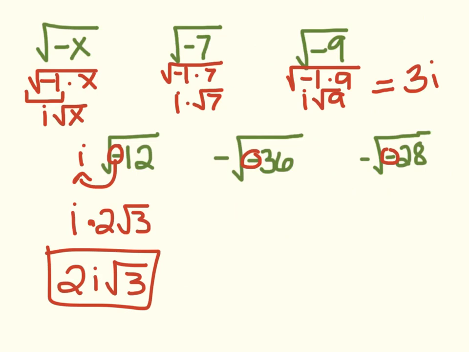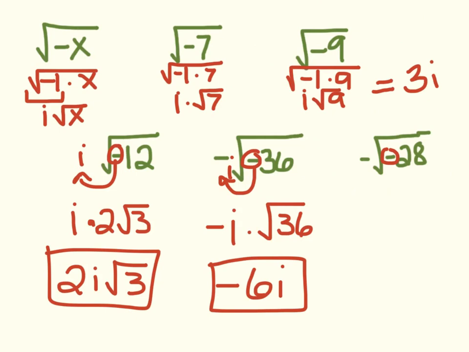Negative square root of negative 36. A lot of people think, oh, these negatives cancel out, but they do not. One is on the outside, one is on the inside. The one on the inside becomes i, so we've got negative i times the square root of 36, which we all know is 6, so this becomes negative 6i.